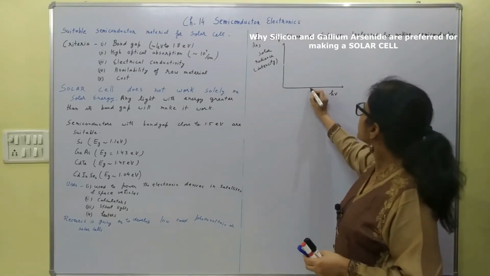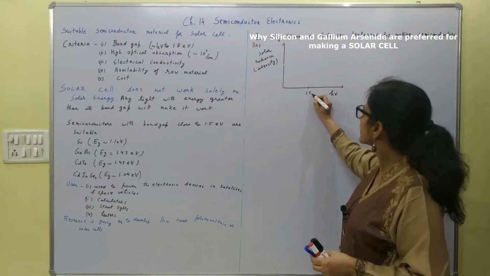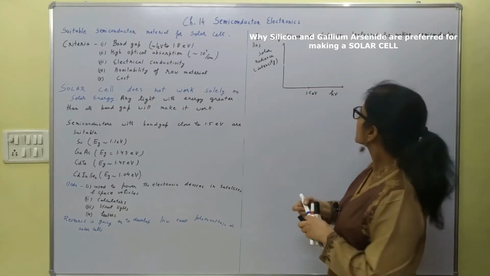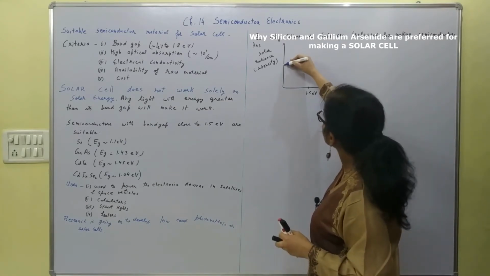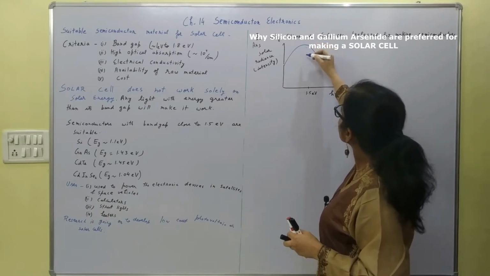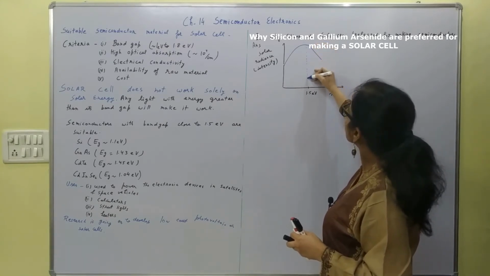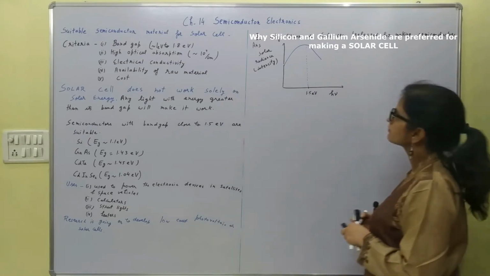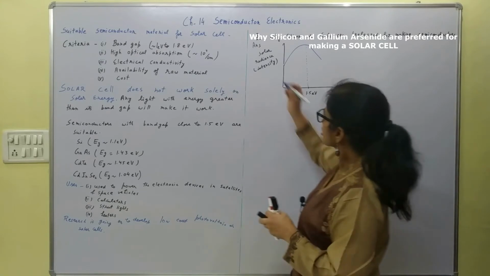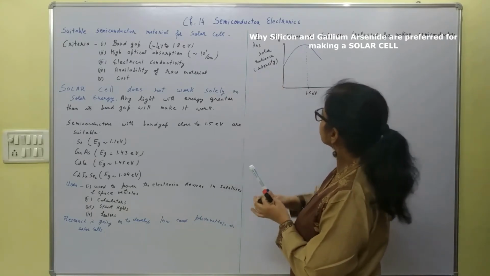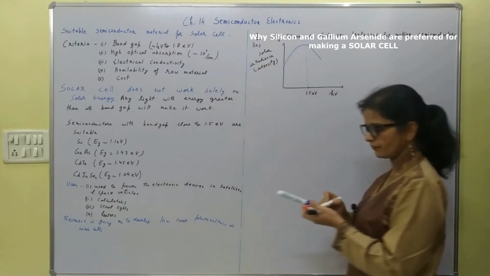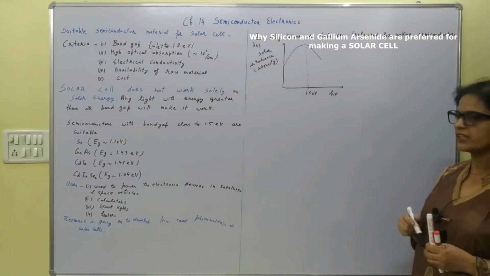Now this is observed that near about 1.5 electron volt, the solar irradiance is maximum. So this is the point of maximum solar radiance. Solar radiance can also be called solar irradiance. So this is maximum for 1.5 electron volt.